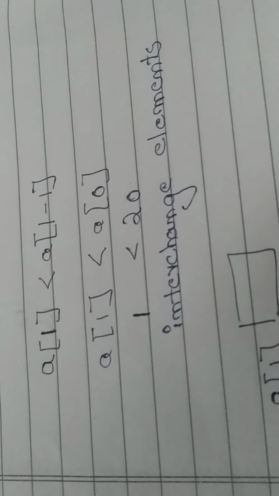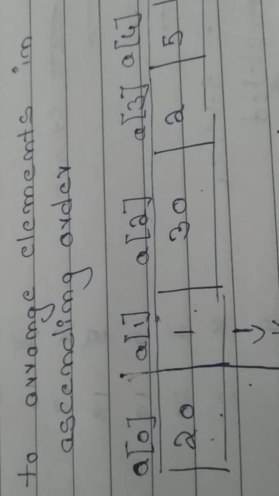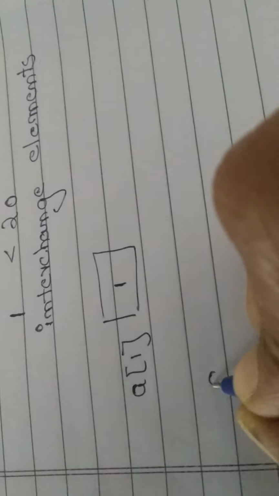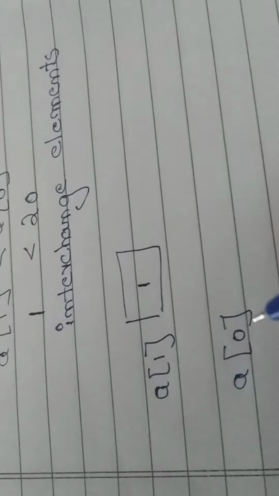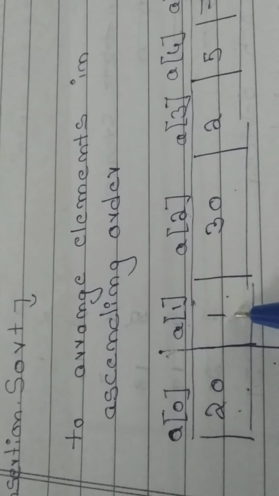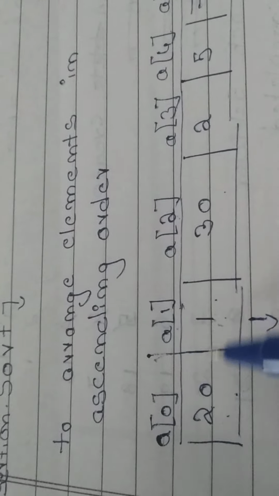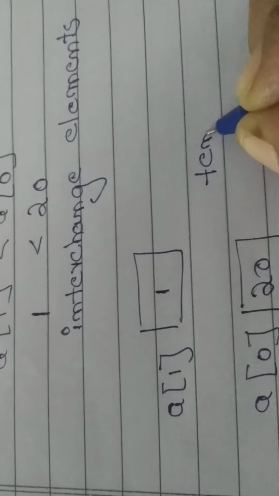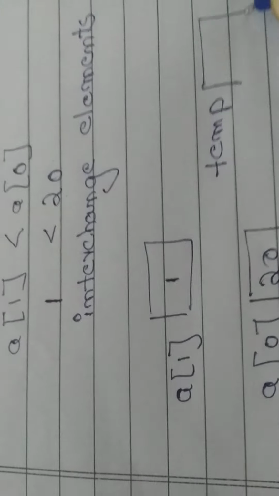For example, one memory location name is A of 1. In A of 1 what is there? 1 is there. Another memory location is A of 0. In A of 0, 20 is there. Okay, now what should we do? Because A of 1 is the lesser value, A of 1 will come here and A of 0 will come here. So we will use something called temp.